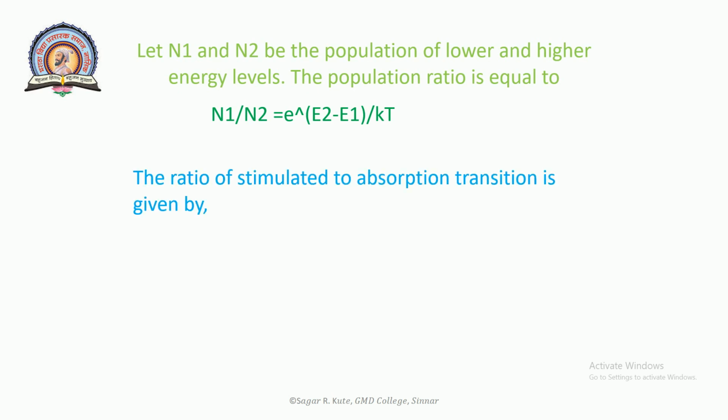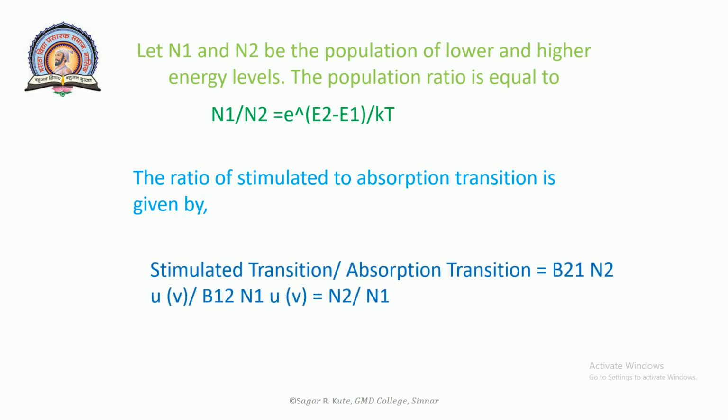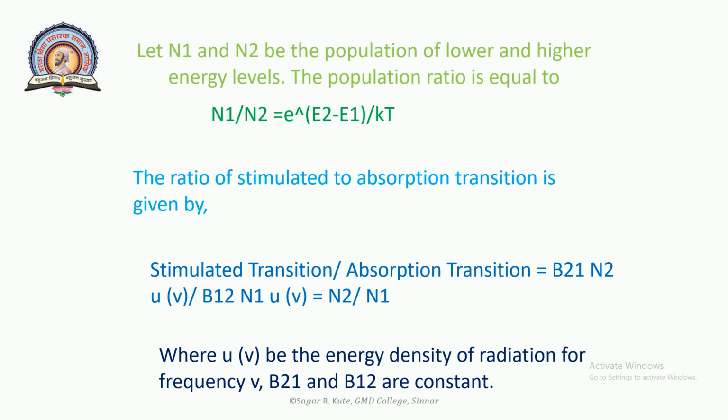The ratio of stimulated to absorption transition is given by stimulated transition upon absorption transition is equal to B21 N2 U mu upon B12 N1 U mu, which is equal to N2 upon N1. Here, U mu is the energy density of radiation for frequency mu, and B21 and B12 are constants. If by some technique the number of atoms in the higher energy state E2 is made much larger than in the lower energy state E1, stimulated emission is promoted.